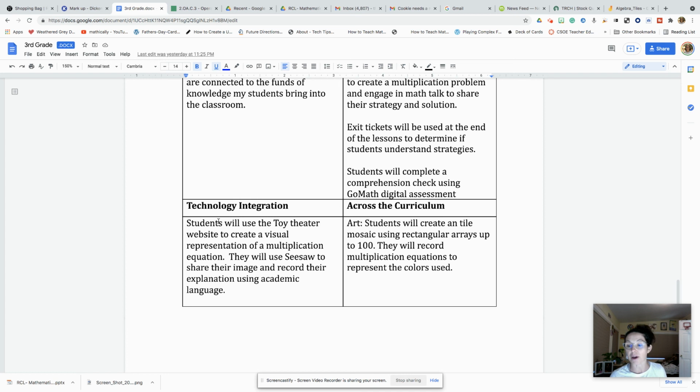Always important to think about how you can connect your content knowledge across the curriculum, because we know that's where the transfer happens. And so for this particular lesson, I thought, hey, it'd be great to actually incorporate some art in having our students create tile mosaics using rectangular arrays, and then having them write about their multiplication equations.